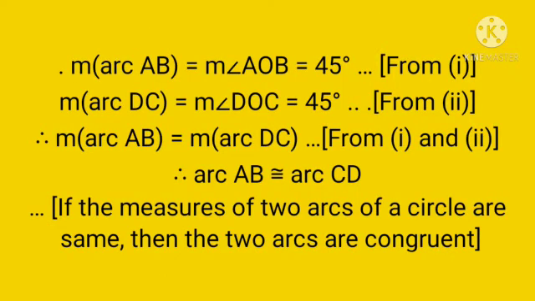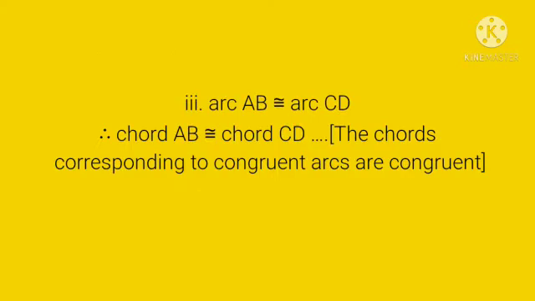Second, measure of arc AB is equal to measure of arc DC, which is equal to 45 degrees. Therefore, arc AB is congruent to arc CD since if the measure of two arcs of a circle are same, then the two arcs are congruent. Third, arc AB is congruent to arc CD. Therefore, chord AB is congruent to chord CD since the chords corresponding to congruent arcs are congruent.